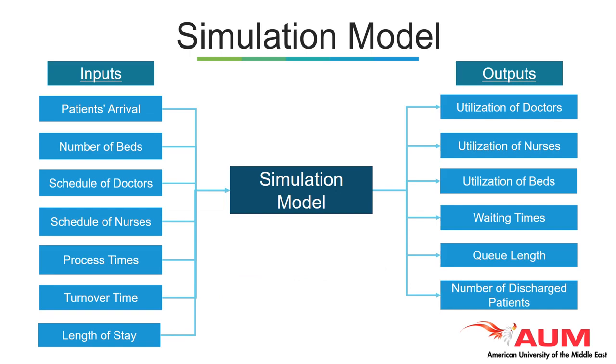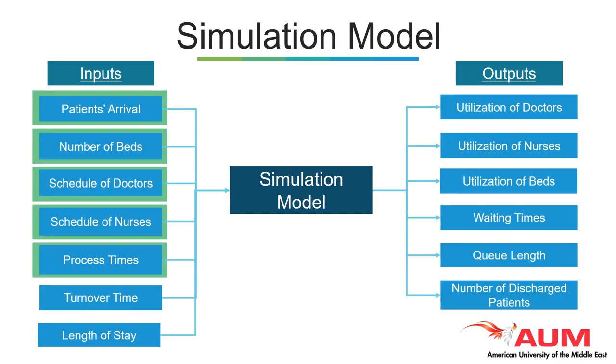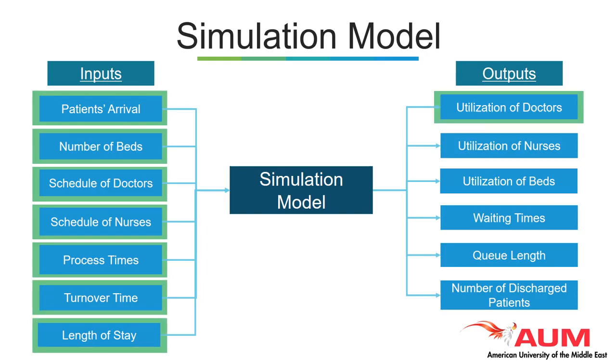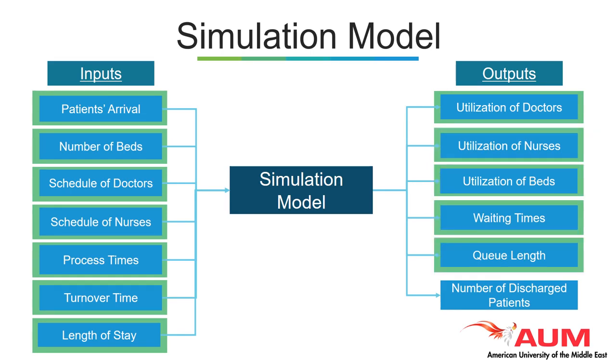After collecting the data from the hospital and understanding how the system works, discrete event simulation is used because it's one of the important tools for modeling complex systems and mimicking the behavior of a real system. However, before modeling the system, there are inputs and outputs that are considered. The inputs are patient arrivals, number of beds, schedule of doctors and nurses, process times, turnover time, and length of stay, whereas the outputs are utilization of doctors and nurses, utilization of beds, waiting times, queue length, and number of discharged patients.